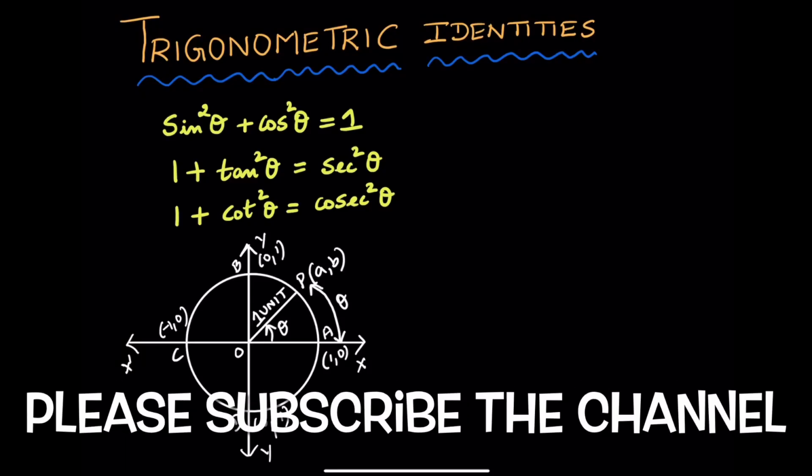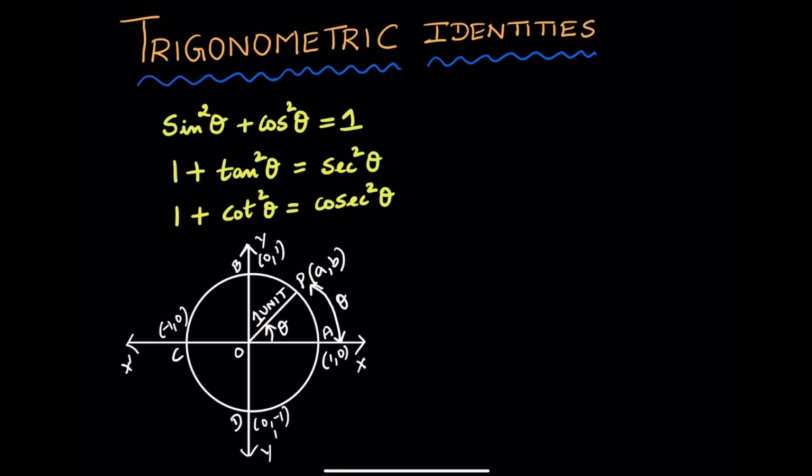In this video, we are going to understand trigonometric identities. There are three important trigonometric identities. I have listed them here. Sin square theta plus cos square theta is equal to 1. 1 plus tan square theta is secant square theta. And 1 plus cot square theta is cosecant square theta.